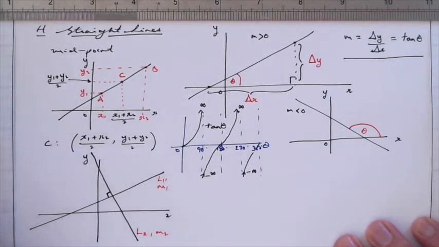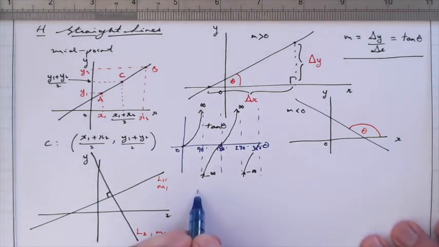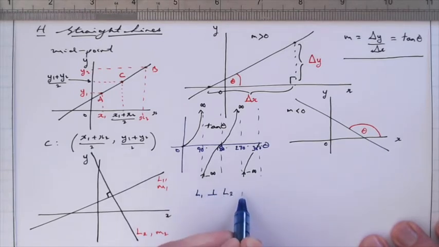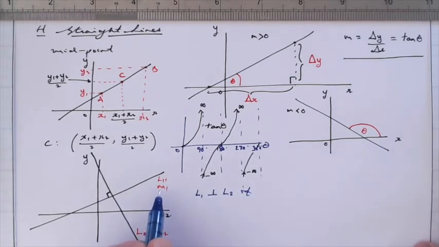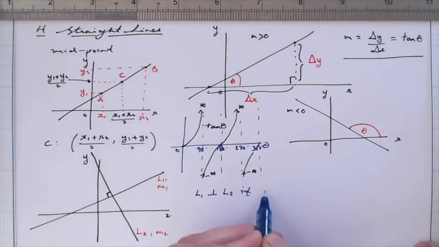So here's the following statement, very important, also very, very simple. We say that line L1 is perpendicular to line L2 if the product of the two slopes, m1 times m2, is -1.